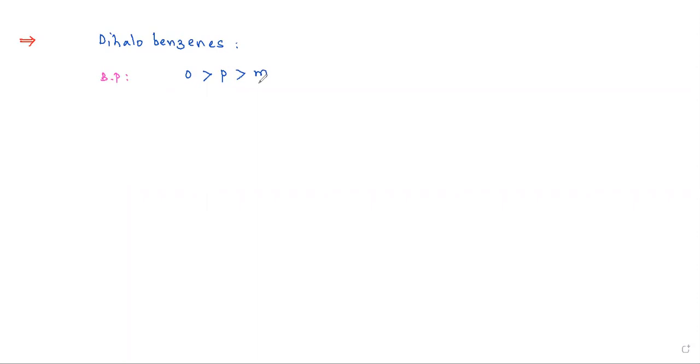As far as melting point is concerned, look at the arrangement, order. So melting point wise, para is maximum, then comes ortho, and finally the meta one. See the basic difference. First, in case of boiling point, it is ortho para. In case of melting point, it is para ortho.